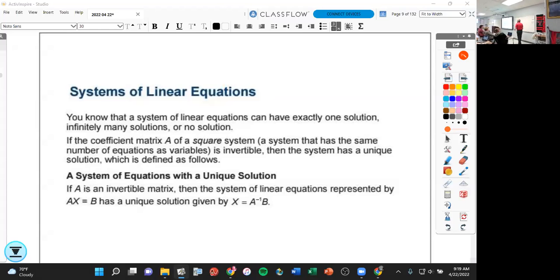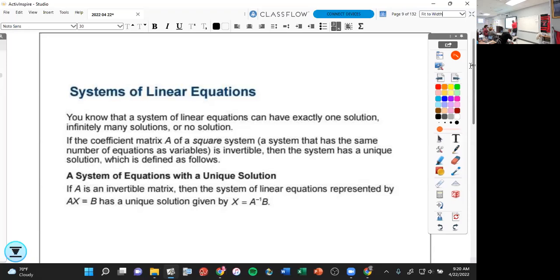It says, you know that a system of linear equations can have exactly one solution, infinitely many solutions, or no solution. If the coefficient matrix A of a square system is invertible, then the system has a unique solution, which is defined as follows. If A is invertible, then the system of linear equations represented by AX equals B has a unique solution given by X equals A inverse B.